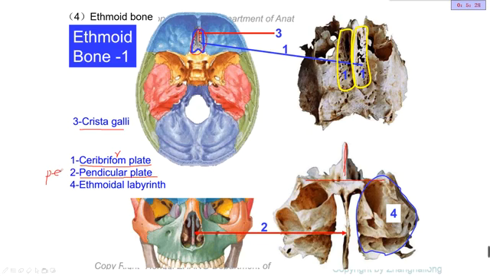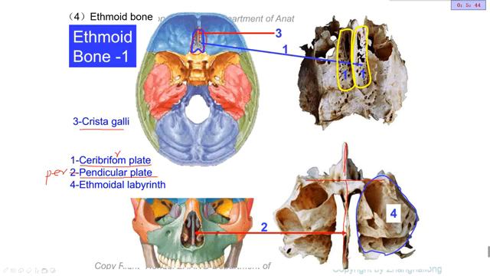Perpendicular plate. This one is a vertical plate, the perpendicular plate. Okay. So there are two plates. One is horizontal, another one is vertical.